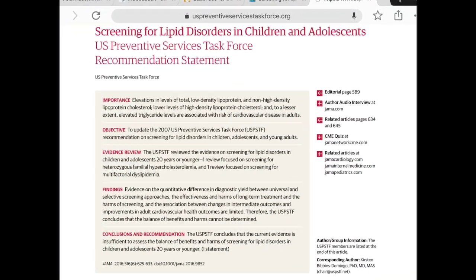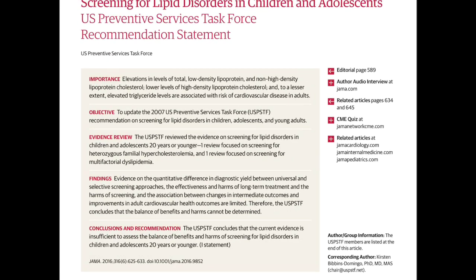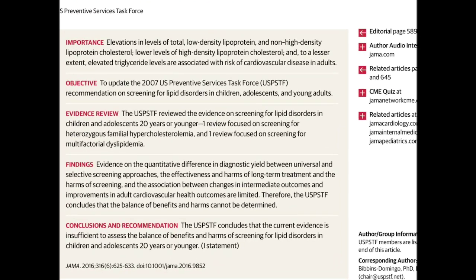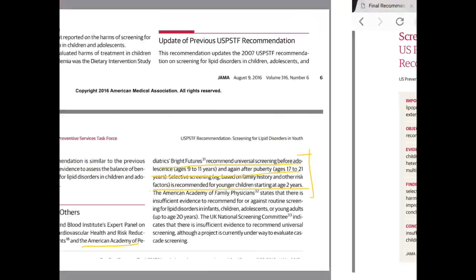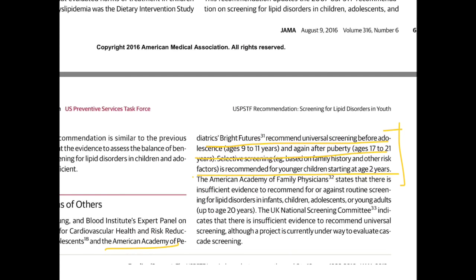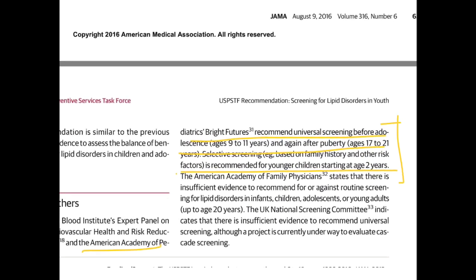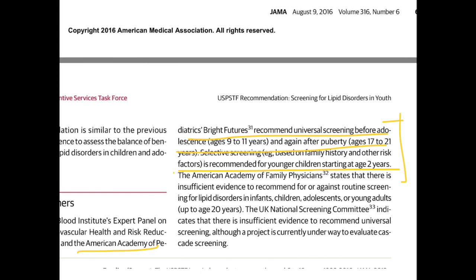This is the US Preventive Services Task Force recommendation, which says that currently we do not have sufficient evidence to assess the harms and benefits of screening in children and adolescents. However, there are other associations such as the AAP, which recommends screening at ages 9 to 11 years, and then once again after puberty at 17 to 21 years. For the purpose of the exam, you should just remember that it's alright to screen people in these age groups.